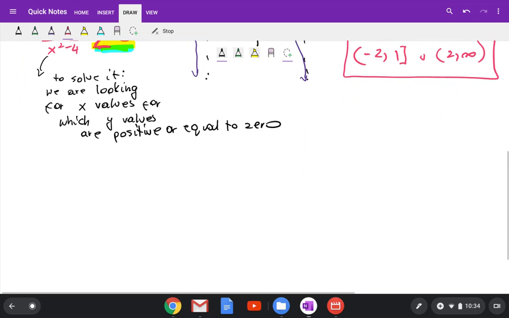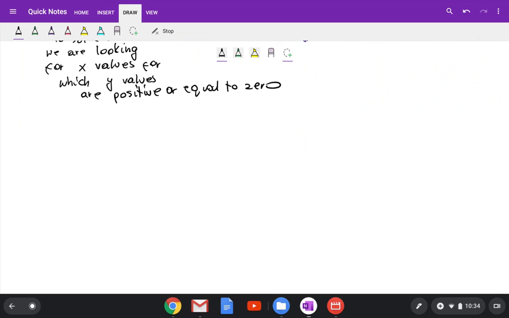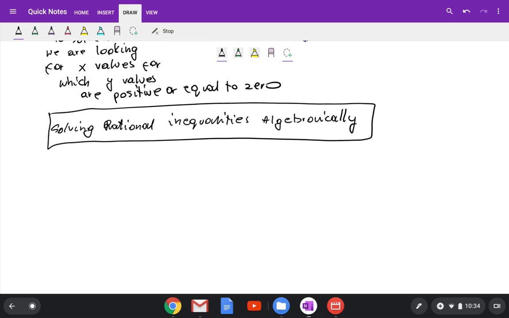I'm going to teach you how to solve rational inequalities algebraically. So next, solving rational inequalities algebraically, which means without a graph. So this is what we're doing next. Okay, so example, solve algebraically.